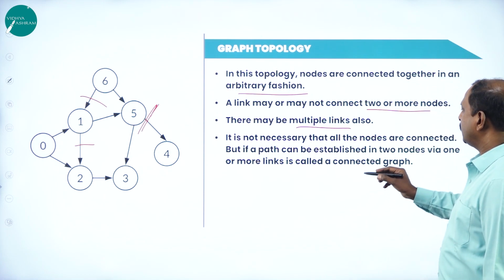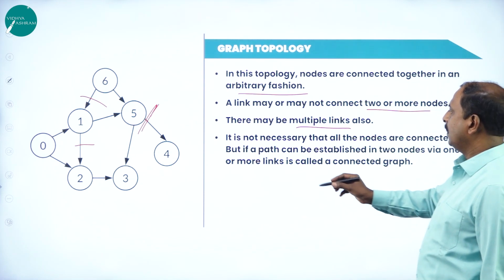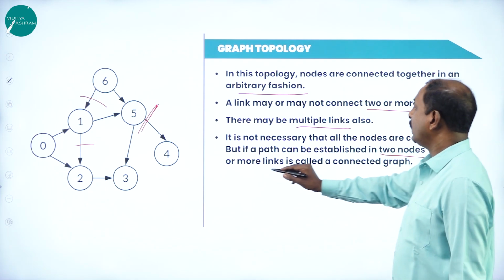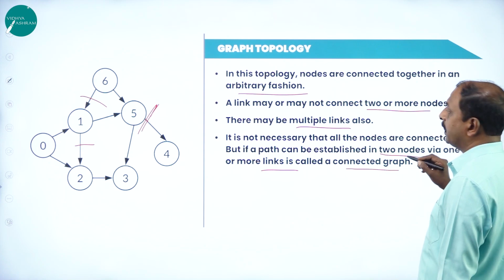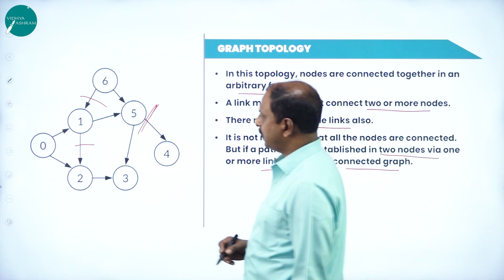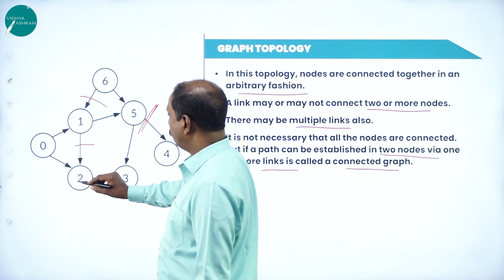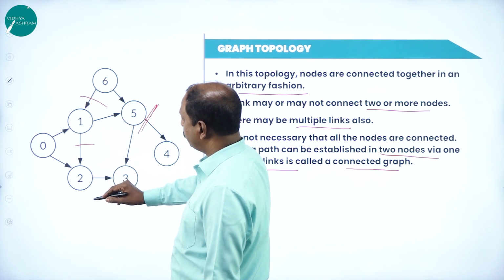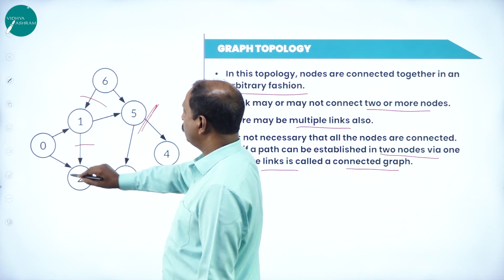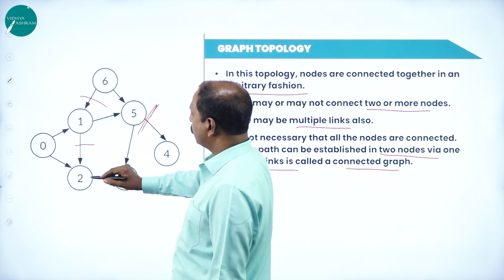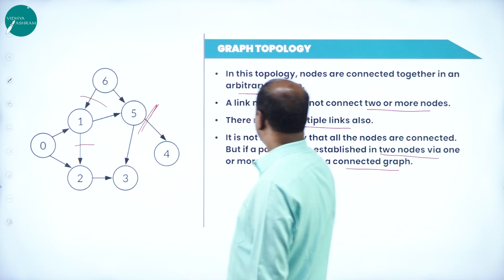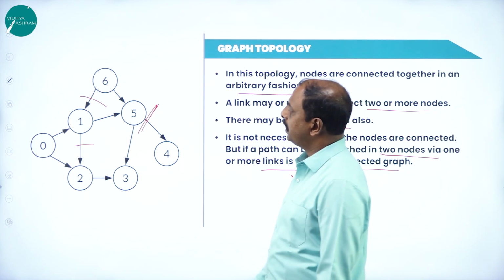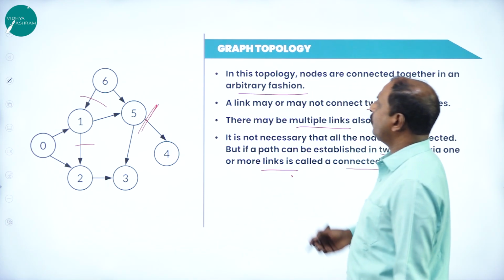It is not necessary that all the nodes are connected, but if a path can be established between 2 nodes via 1 or more links, it is called a connected graph. What do you mean by connected graph? Suppose from here to 6 data is to be transferred, and the data can be transferred from 1 to this, either 2, 0, 1, 6 or 2, 1, 6. This is the meaning of nodes via 1 or more links reaching the destination node. So this is graph topology.